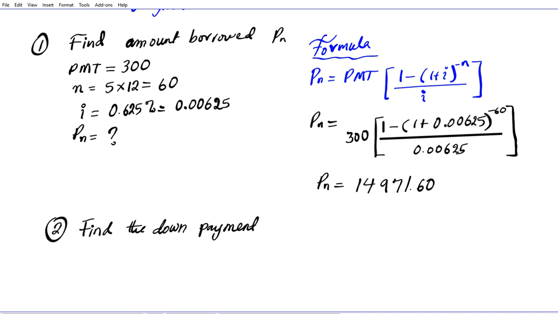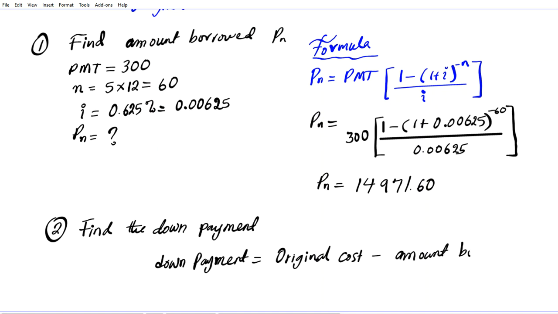So how do we find the down payment? The down payment, we talked about this earlier, is basically the original cost minus the amount borrowed, right? So that's how we're going to find our down payment. The original cost of the car is $21,000. I'm going to subtract the amount borrowed, which is $14,971.60.